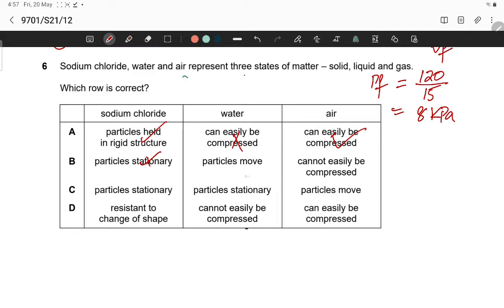Particles move, cannot easily be compressed. This is also incorrect. Particles stationary, particles move. Resistant to change of shape, yes, this is correct. Cannot easily be compressed, this is also correct. Can easily be compressed, this is correct. So D option is correct.